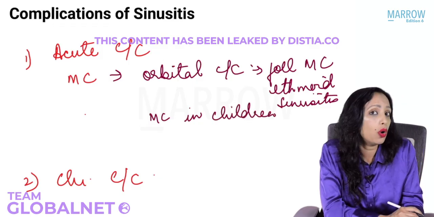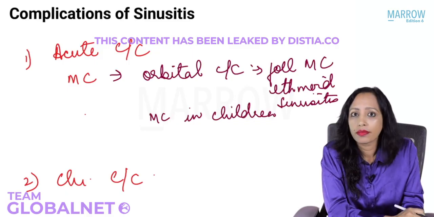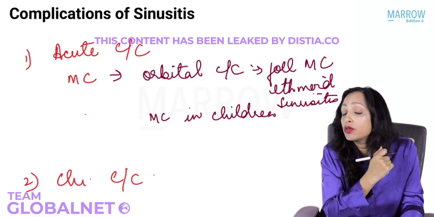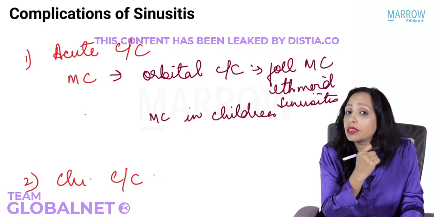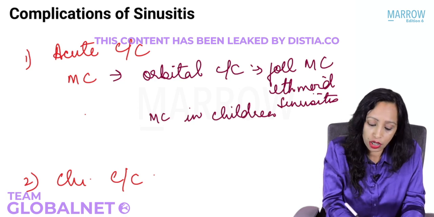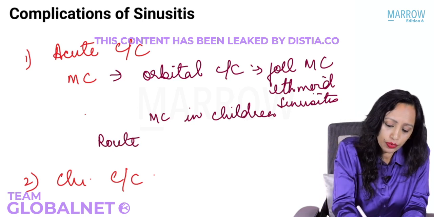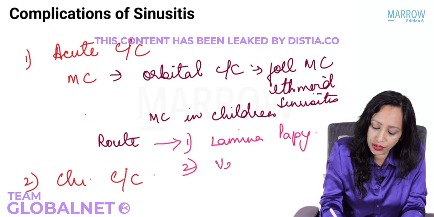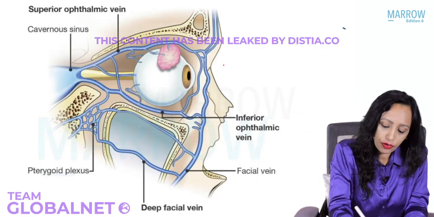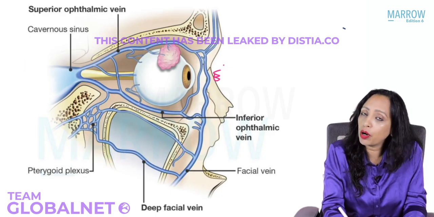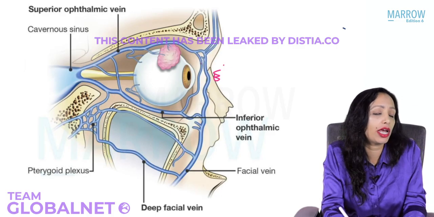Now, how can infection go from the sinuses to the orbit? Yes, very good, through lamina papyracea. Can there be any other route for this infection to spread to the orbit? Yes, very good. The venous drainage of the ethmoid and the orbit is the same. It is the superior and inferior ophthalmic veins. So yes, the route can be either through lamina papyracea, or it can be through venous drainage. From the ethmoids, the superior and inferior ophthalmic vein, they drain the ethmoid also, the orbit also. So through them, the infection can go into the orbit.